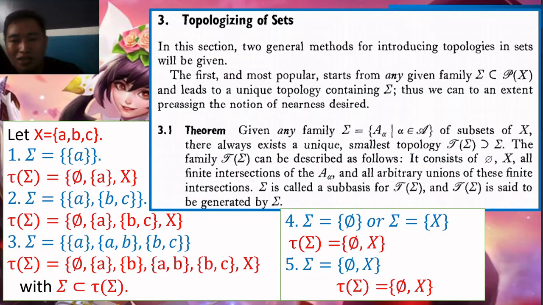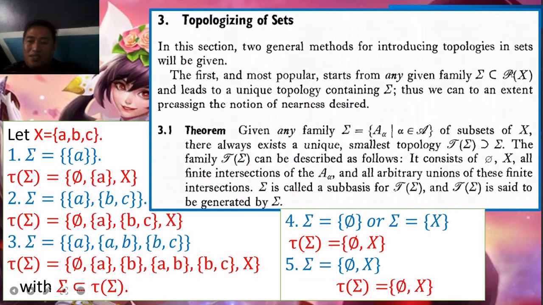Theorem 3.1. Okay, class, let us look at Theorem 3.1: how to obtain tau of sigma. Given any family sigma of subsets A alpha such that alpha is an element of script A, the A alpha are subsets of X. It doesn't matter whether they are singletons or not. They could be not singletons, or a mix of singletons and sets with two elements, depending on the power set of X and how many elements it has.